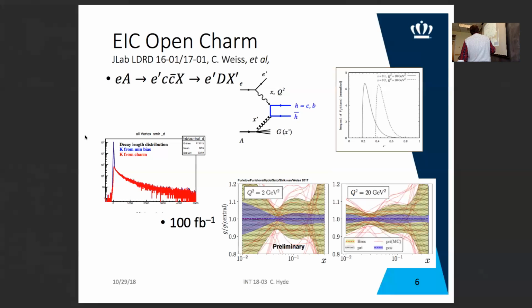So the green speckle is our current understanding, or current ignorance, and the blue lines are the projections of what we can do with the EIC, with 100 inverse femtobarns, which is optimistically a year of running. So one has to think about how many years of running you need for all this.